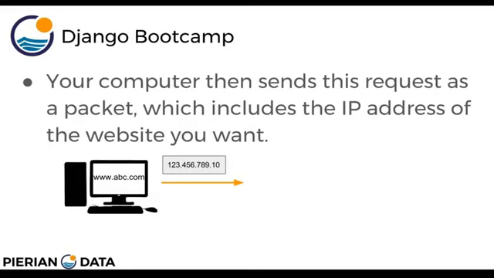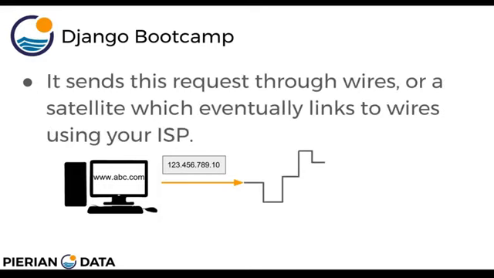Then your computer sends this request as a packet, which includes the IP address of the website you want. And the IP address allows servers later on to actually identify what website you're looking for. And it sends this request through wires, or a satellite which eventually links to wires using your internet service provider. So if you're at home, your request is eventually sent through either copper wires or optic fiber wires to the server that we're about to reach, or if you're on your cell phone, it links to a satellite, which links back down to Earth, which then ends up going to some sort of physical wire. And at a very, very basic level, the internet is basically just wires connecting computers with some sort of protocol.